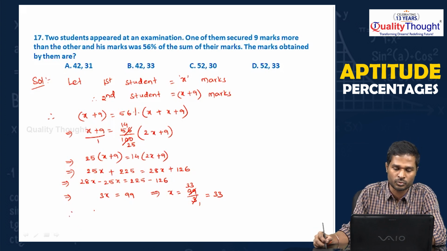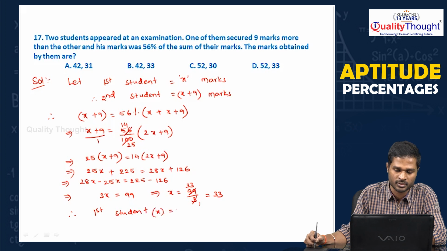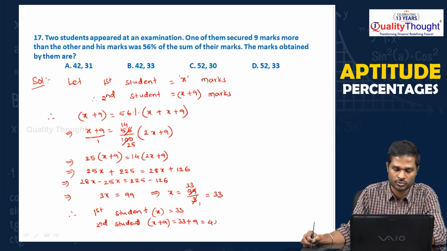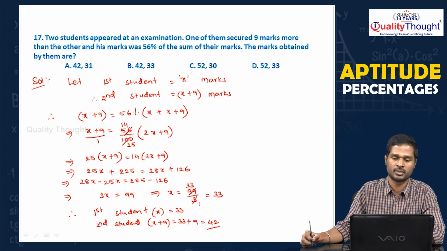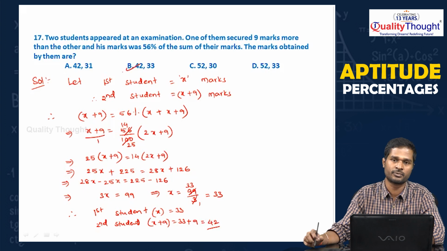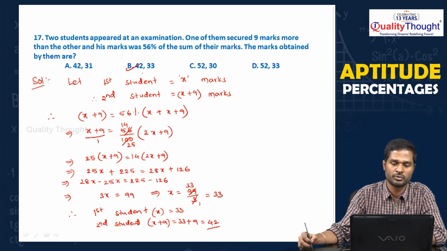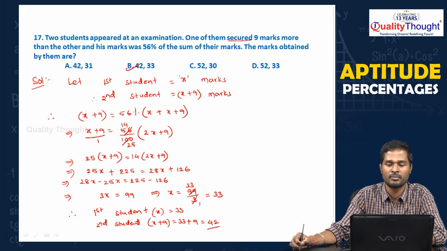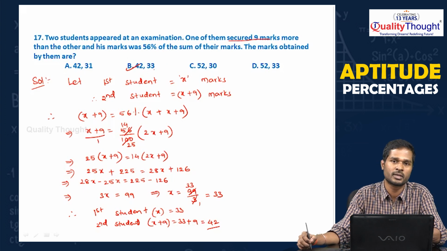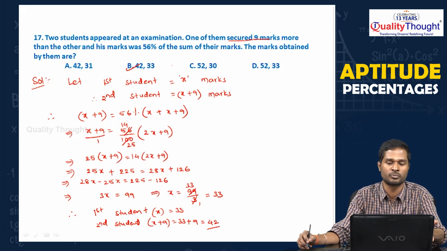Now the marks of the students. The first student's marks X is equal to 33, and the second student's marks are X plus 9, that is 33 plus 9 is 42. So the marks of both the students are 33 and 42. See what we did. In the question, he clearly said that one student got 9 marks more than the other student. So let's take one student got X marks and the other student will definitely get 9 marks more, meaning X plus 9.